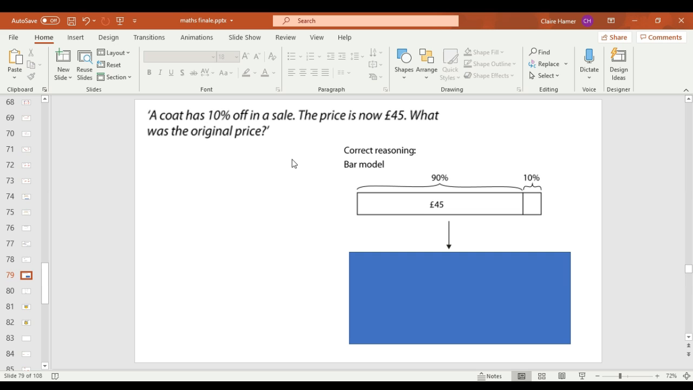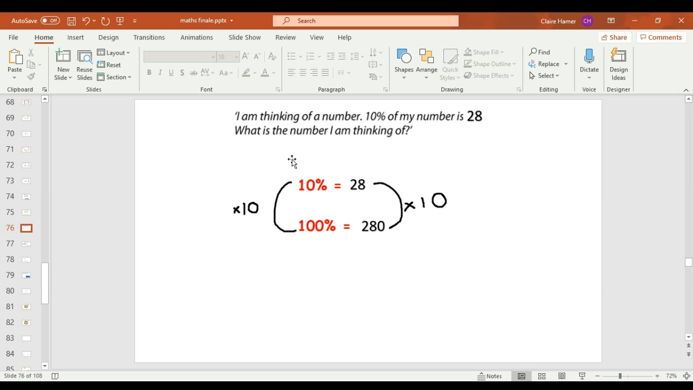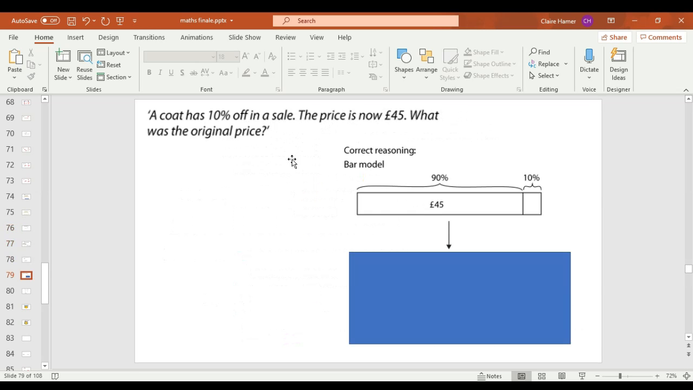Okay, so you know that 90% of the price is £45. Can you use that fact? Can you get from 90 to 100? Remember, you can divide first and then multiply. See if you can do it. It's just the same as the other questions we were doing earlier, but there are some words and a context to it.